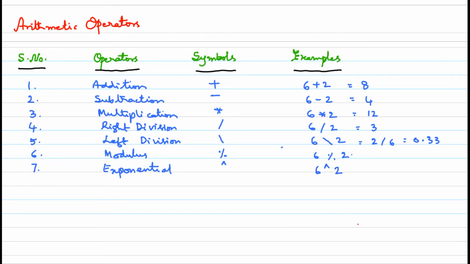And 6 modulus of 2 will be the remainder after division. If I divide 6 by 2, I will get 3 as the quotient and 0 as the remainder. So my answer should be 0 here. This will be used in C language, so I have simply incorporated it here. And 6 exponential of 2 is just like power. 6 power 2 is 6 square, that is 6 into 6, that is 36. So these are the arithmetic operators we are going to use in MATLAB generally.